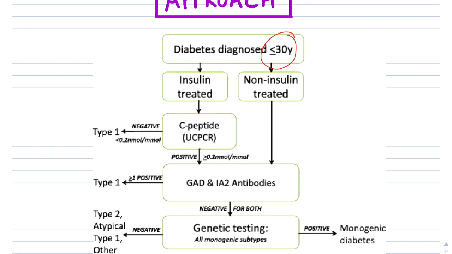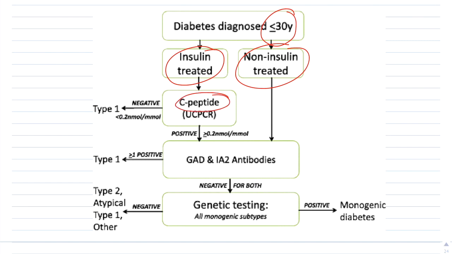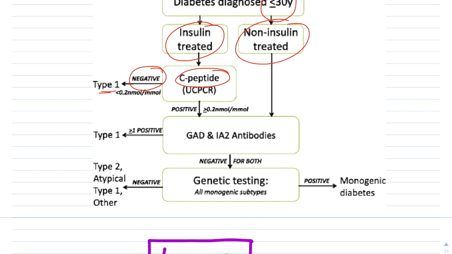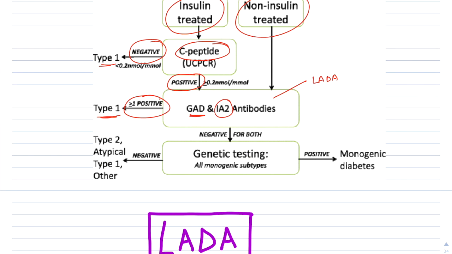So just to summarize the approach, if the diabetes is diagnosed at less than 30 years of age, then we see if the patient can be treated with insulin or not. If the patient is insulin treated, we check whether there is presence of C-peptide. If C-peptide is negative, then it is type 1. If, however, C-peptide is positive, we check the glutamic acid decarboxylase and insulin autoantibodies. They can be positive in type 1 diabetes, or they can also be positive in latent autoimmune diabetes of adults.